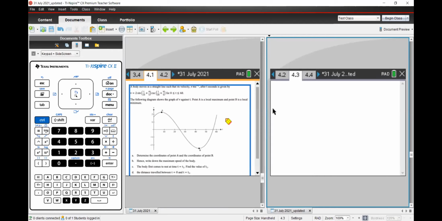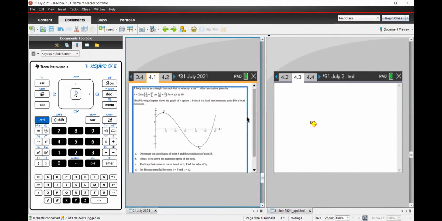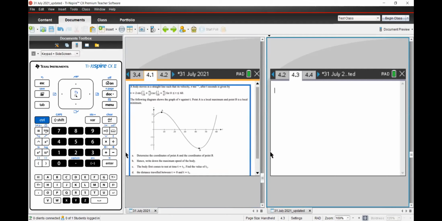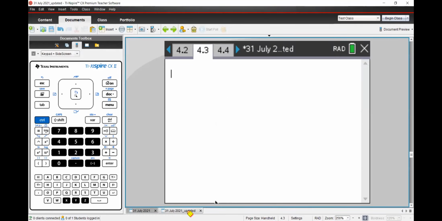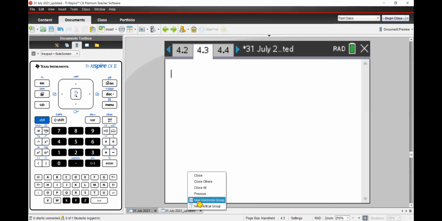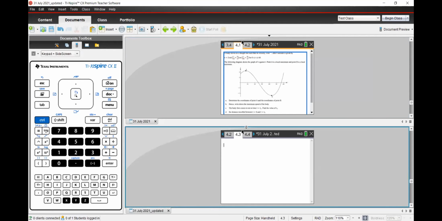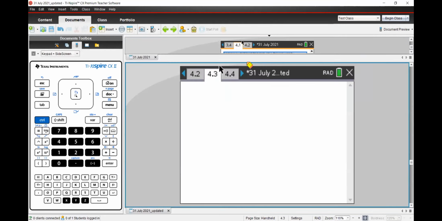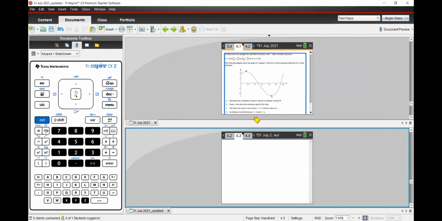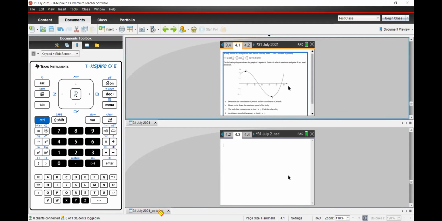So you can simultaneously work on both screens: you can show the question on one screen and solve on the second screen. Yeah, this is a very awesome presentation strategy. I can right click and this time I want a horizontal grouping. You can even do horizontal grouping and change the window up and down, and you can choose from either of the two, whichever feature you want.